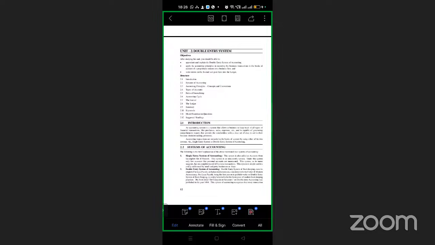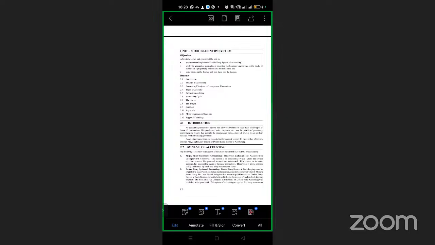This type of accounts is called the single entry system, where only one effect is taken into consideration. The two effects are not taken into consideration; only one effect is taken.